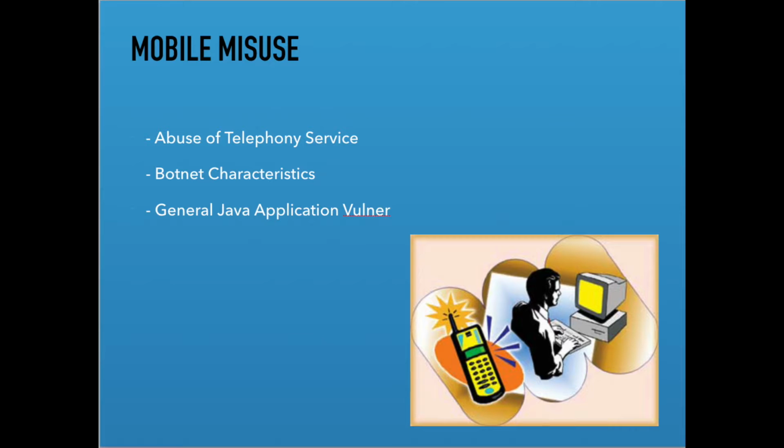Lastly, we have general Java application vulnerabilities. This includes misuse of passwords, misuse of cryptography, and traditional injection vulnerabilities. This is the most common example of mobile misuse, as we are told almost every day that we should not have short passwords but rather lengthy ones that don't consist of normal letters. That way, our information cannot be stolen so easily.